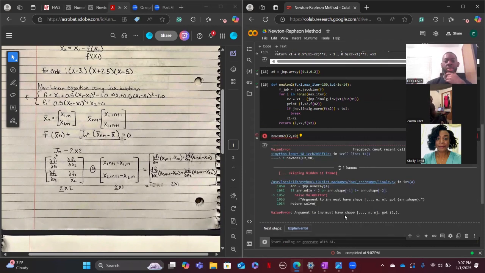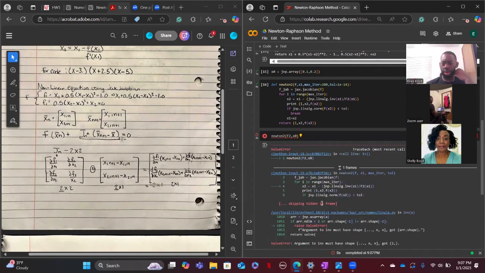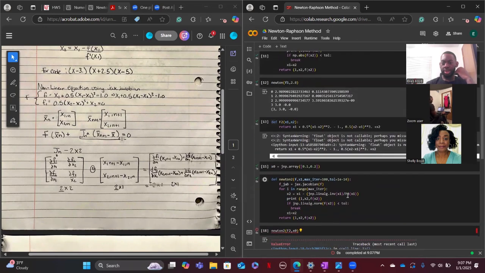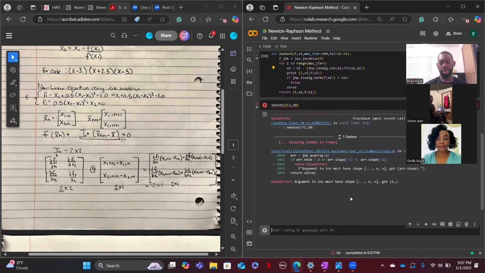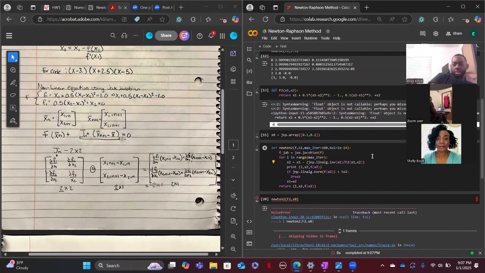Okay. Argument to inverse must have a shape. Where's that at? Yep, it's this bad boy right here. I think it's this. Let's see if I just put x2, what would that do? Yeah, it's something to do with this. I know this is the problem here.